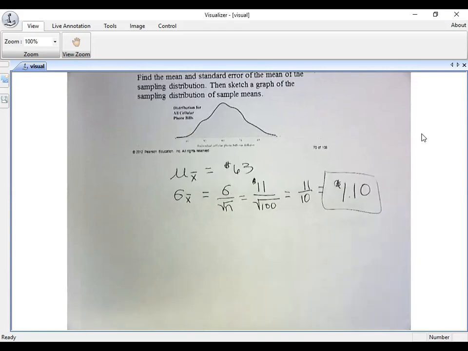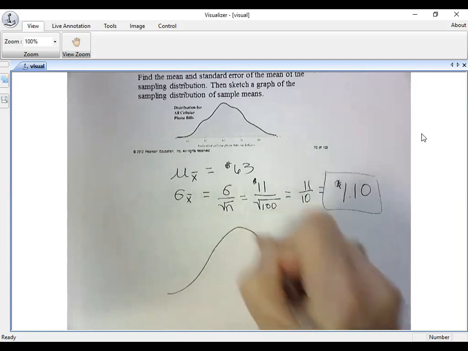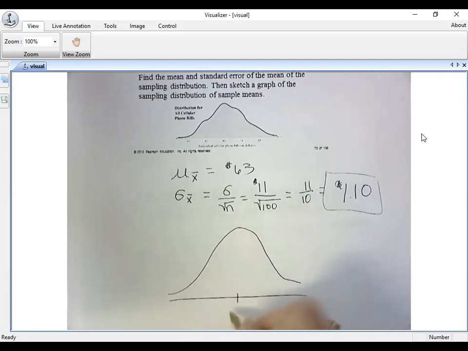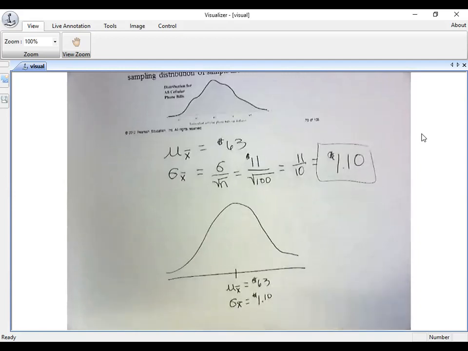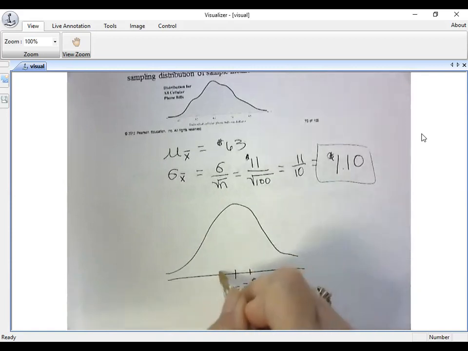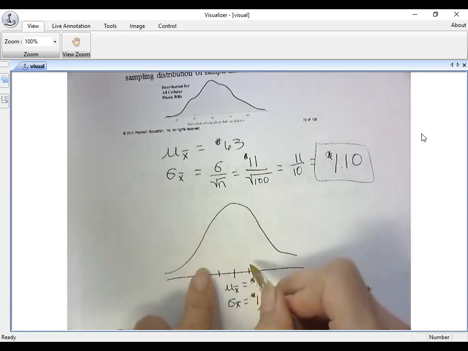Because of the central limit theorem, do I know what shape this graph should be? It's bell-shaped. And the mean is what? $63. My standard deviation, we said, was $1.10. Now, in terms of putting some sort of scale on this, think about what we know from the empirical rule back in chapter 2. If I were to move one standard deviation from the mean, that's about what percent of the data? It's like 68% or so.